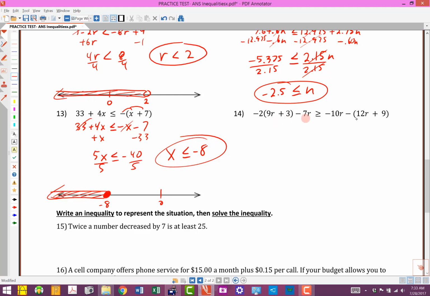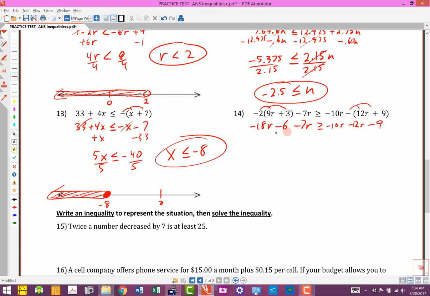And then last one, look at this big ugly thing here. So let's see, we'll go ahead and distribute through. Negative 18r minus 6 minus 7r. Not changing the direction because all we're doing is simplifying. Negative 10r minus, 12r plus, that is going to be a minus 9. Let's make sure we get that right.